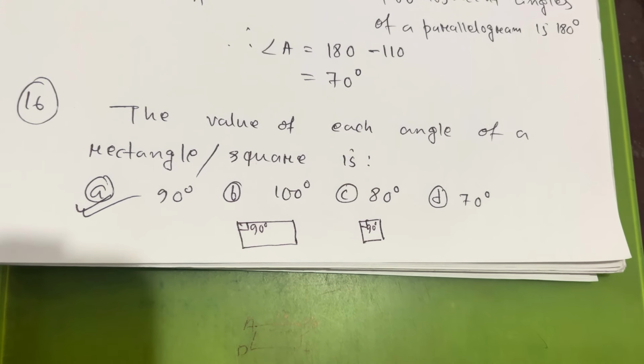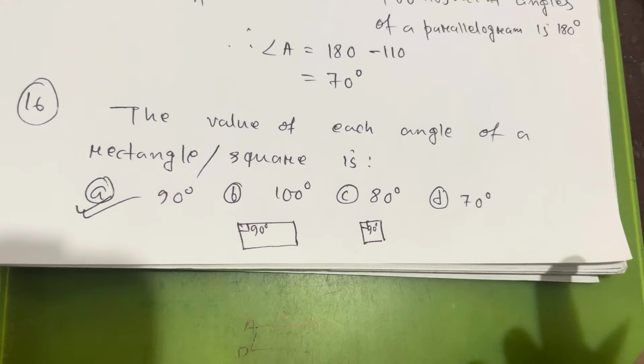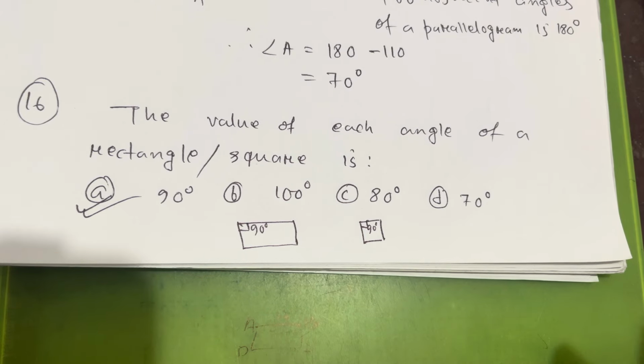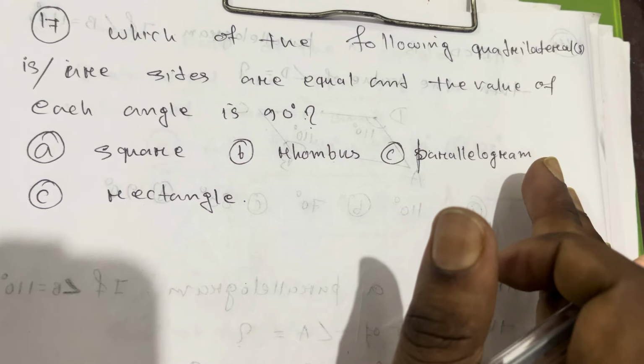Rectangle has all angles 90, and the value of each angle of a square is also 90. Okay, so this is very simple.